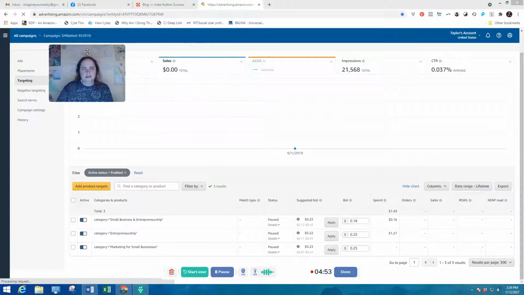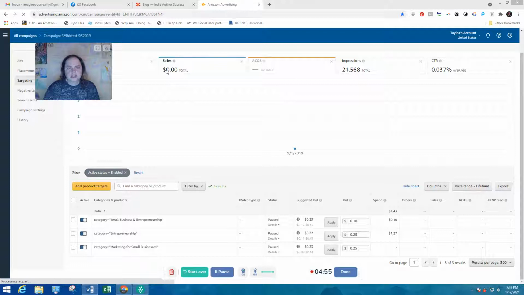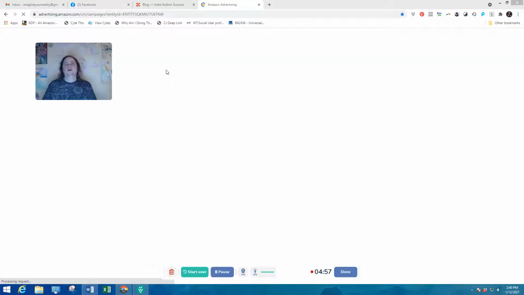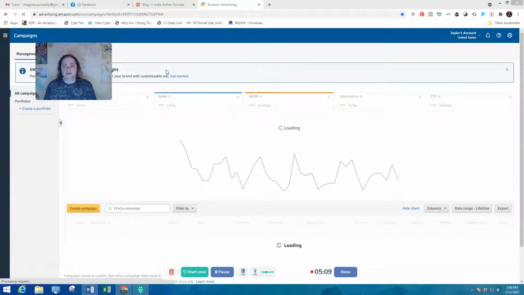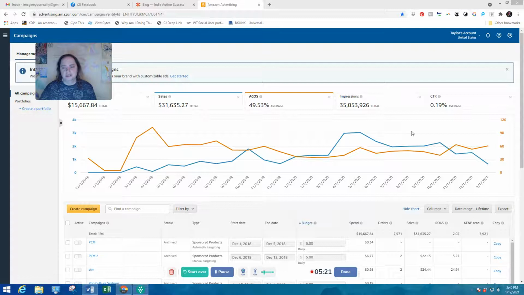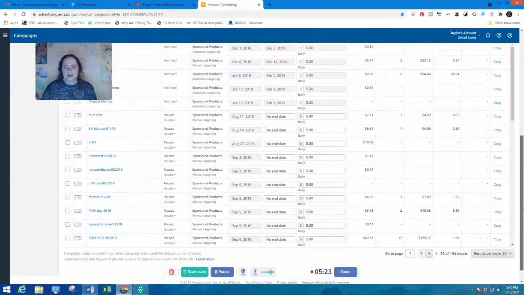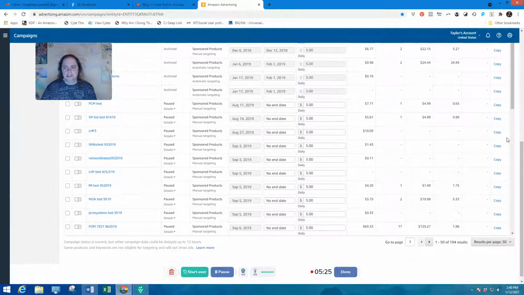Let's go back here. We're going to go back up to all campaigns. When you're first starting out, you're going to be a little more trigger happy in turning off your ads than maybe you should be. I certainly was. I'm just telling you the truth of it. You have to be willing to spend some money with ads in order to figure out what's working and what's not working. As I got better at it, I became less trigger happy.